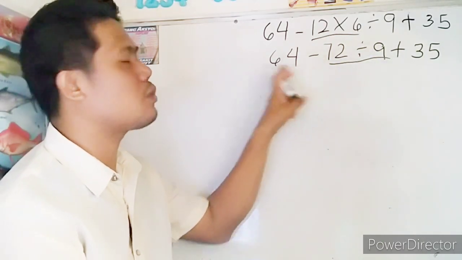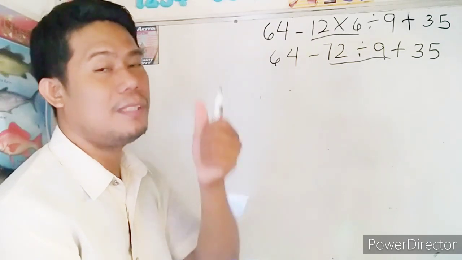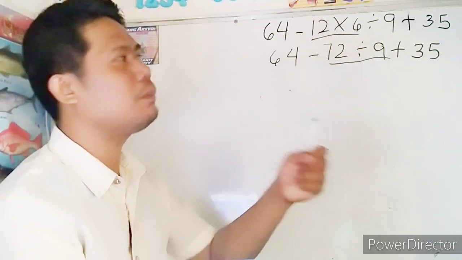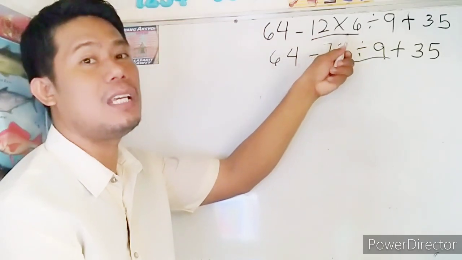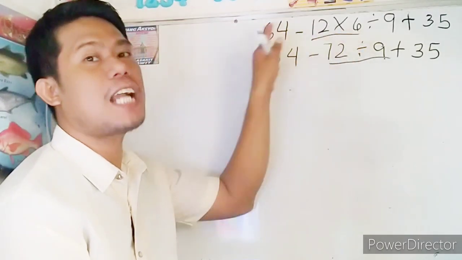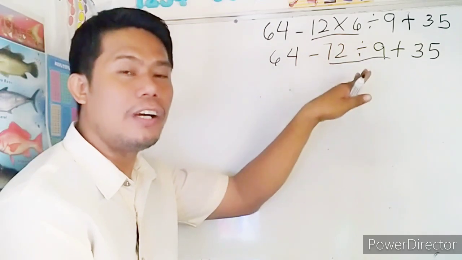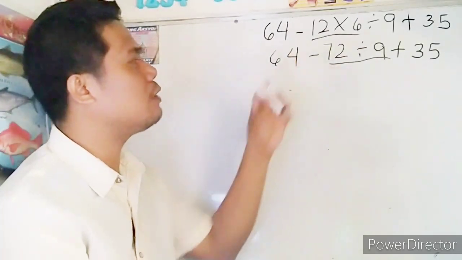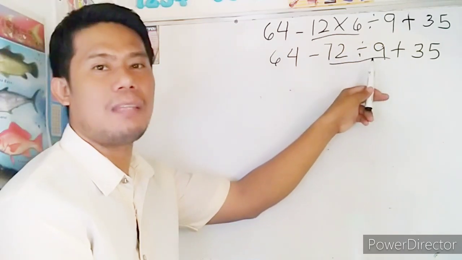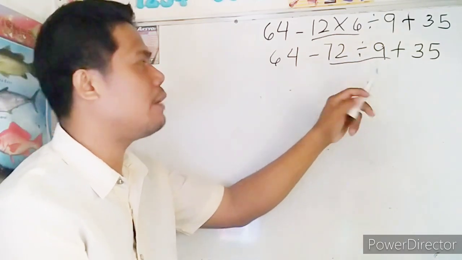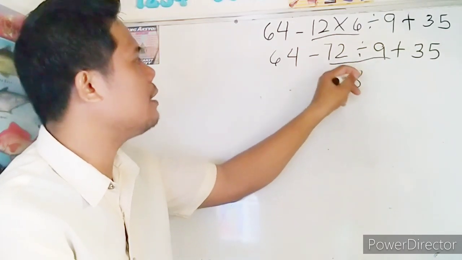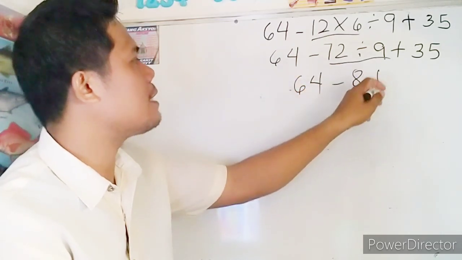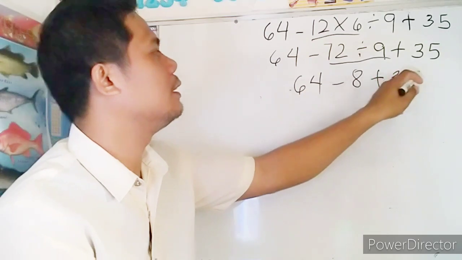Sir, why not subtraction? Since we have PMD. So, sir, why is division first? It's because multiplication comes first or is written on the left side. Okay, so we're going to divide. 72 divided by 9 equals, very good, equals 8. Then, copy, minus 64. Then, plus 35.